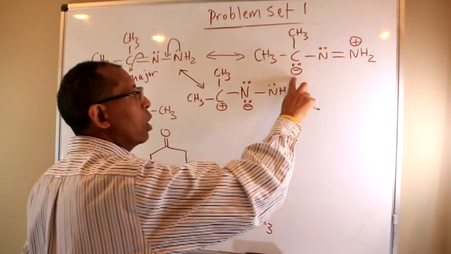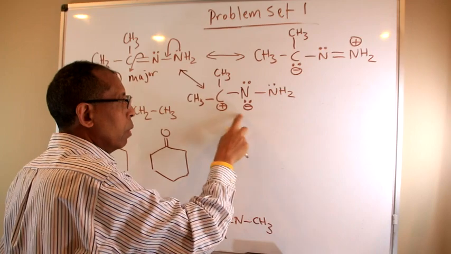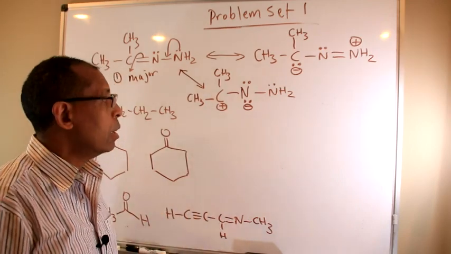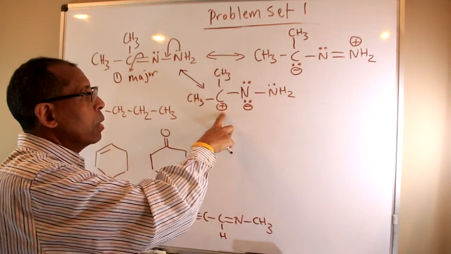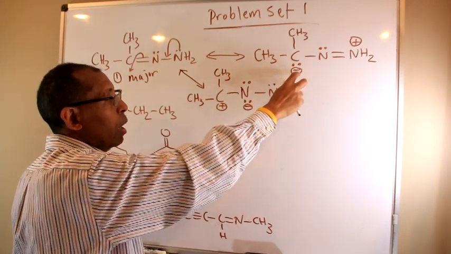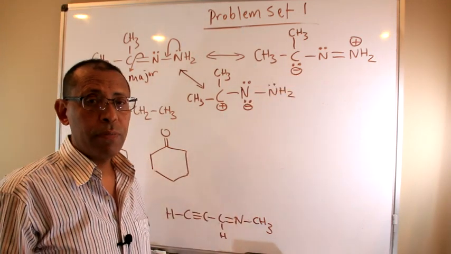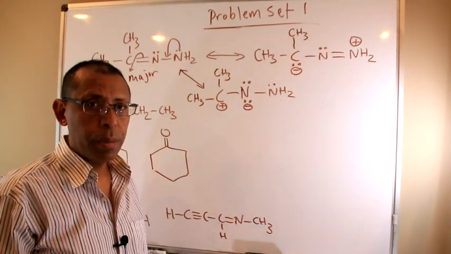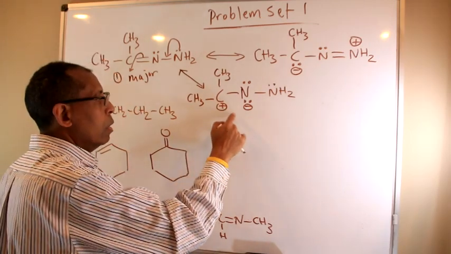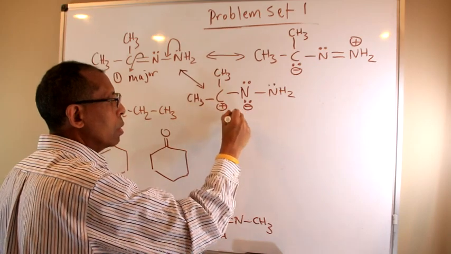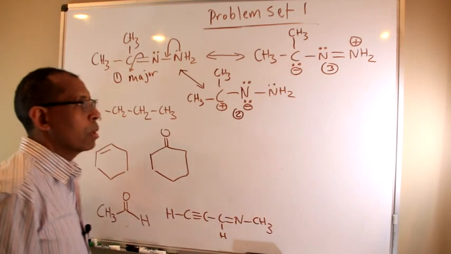The reason being, charge is separated by one more nitrogen. Here the charge is very close. In addition to that, carbon is carrying a plus charge, right? In this case, carbon is carrying a negative charge. Remember I told you negative charges are very comfortable on oxygen or nitrogen, etc. So I would say this would be the next major. This would be the least contributor, R3.